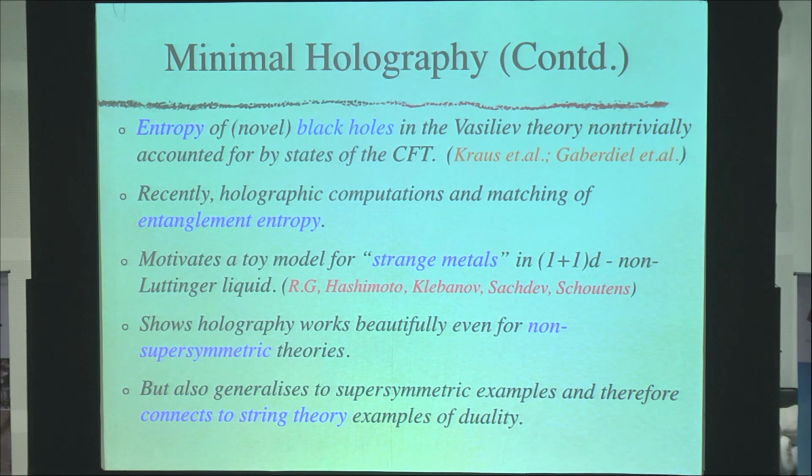But having learned that lesson, there's no reason to not generalize to supersymmetric examples and try to connect to string theory examples of duality, because there are string theories on three-dimensional anti de Sitter space, which are dual to two-dimensional quantum field theories. As I said earlier, string theories are much more elaborate than the Vasiliev theories, but you can try to see what's the relation between these simpler dualities which involve only a Vasiliev theory and the more complicated string theories.